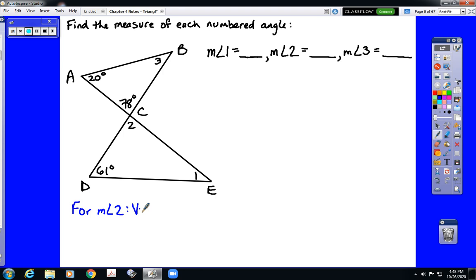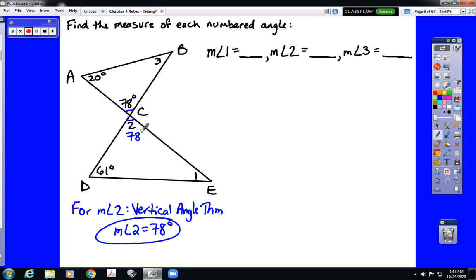The measure of angle 2, we're going to apply the vertical angle theorem, which says that these two angles here, angle 2 and the 78-degree angle formed by angle ACB, are congruent, which means that the measure of angle 2 has to equal 78 degrees. We don't need any more justification than that to state that angle 2 is a 78-degree angle. The fact that we've named the vertical angle theorem is more than enough information. So then we can either find angle 3 or angle 1 next. It doesn't matter. Let's go ahead and do them in order.